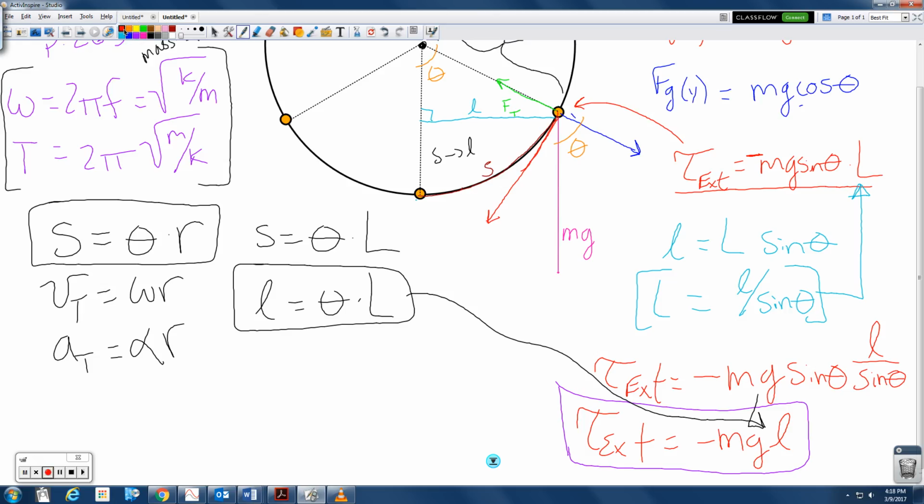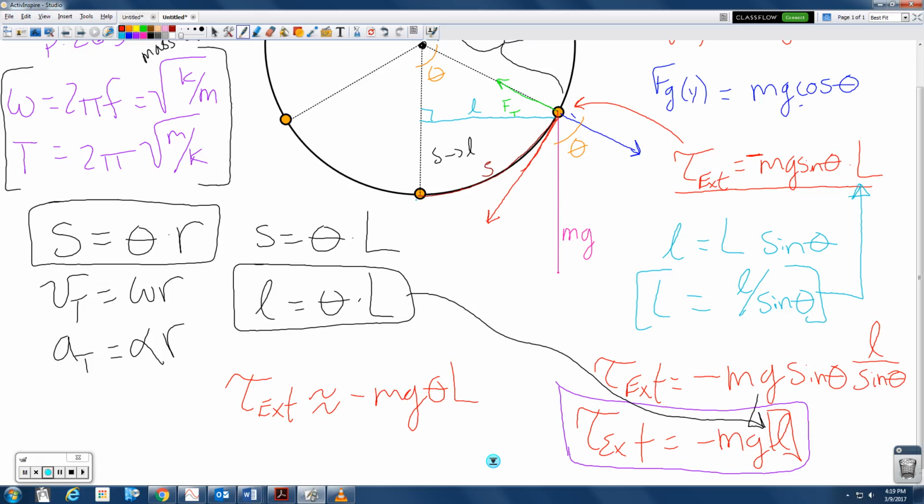Next, we will rewrite torque external, which has become, given a small value, approximately equal to minus mg, the restorative force, times what we're substituting in for little l, this value up here just above where we're writing now, theta times big L. Alright, so that's how they get what they have there just below that second paragraph. Torque is approximately equal to.